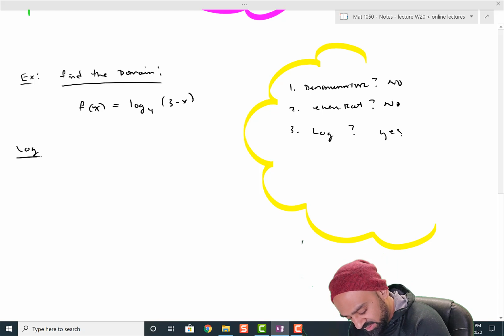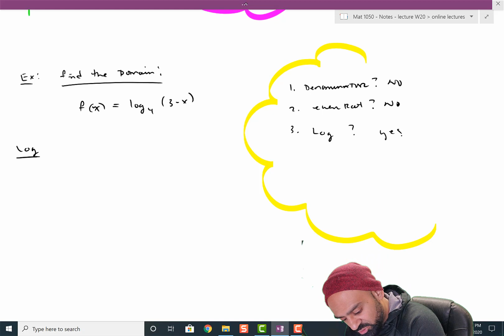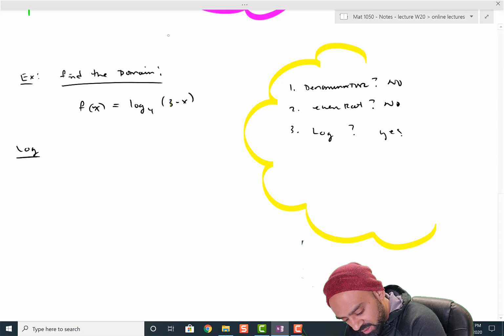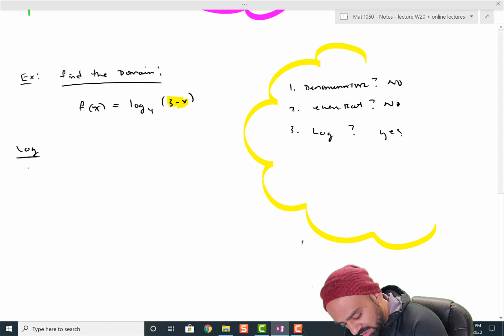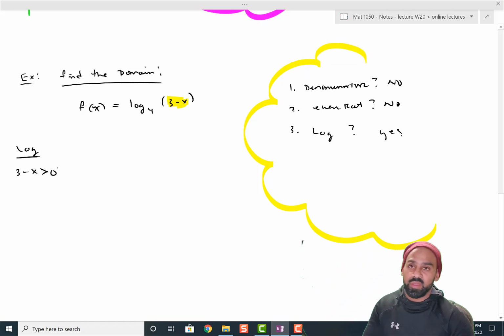All right, so here we go. Here's the log guy. I'm going to set it up. So that means the argument. That means just the B part. Which part's just the B part? All right, that's just this part. So there's the stuff that's in the argument. I don't care how complex it is. 3 minus x must be strictly greater than 0.